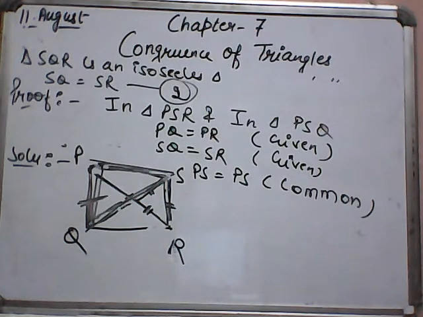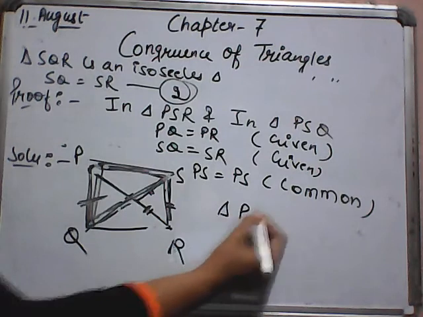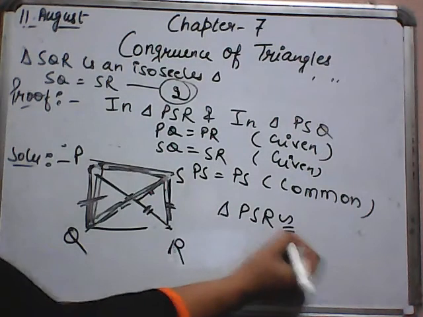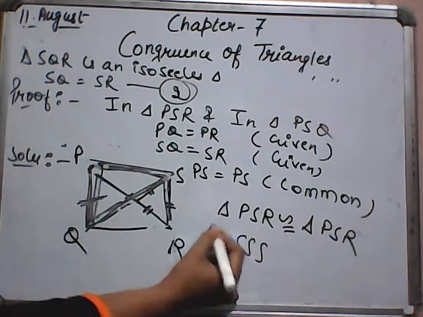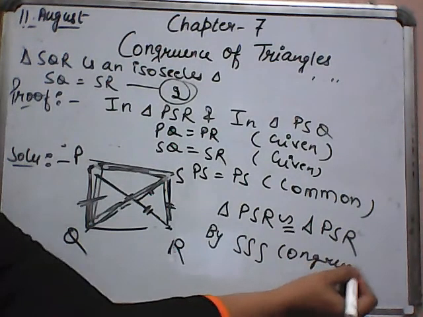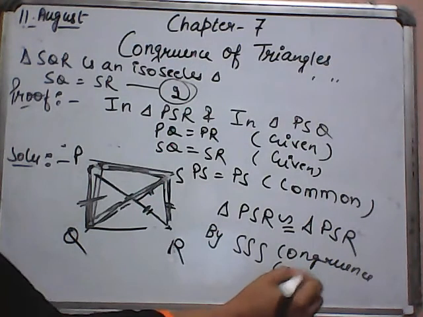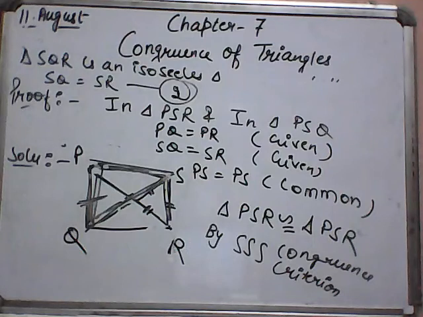Now, three sides of one triangle are congruent to three sides of another triangle. So, we can say these two triangles are congruent to each other by using side congruence criteria. In this way, you can solve questions based on side congruence criteria.